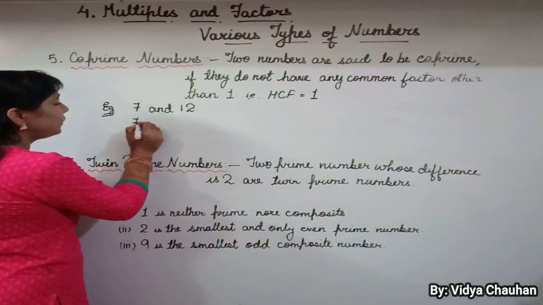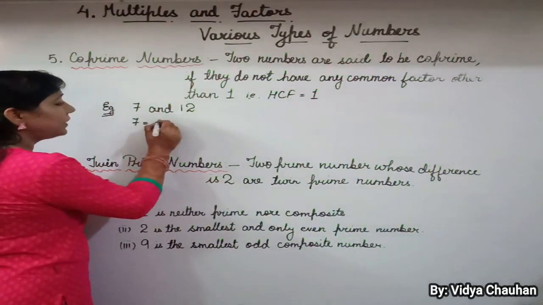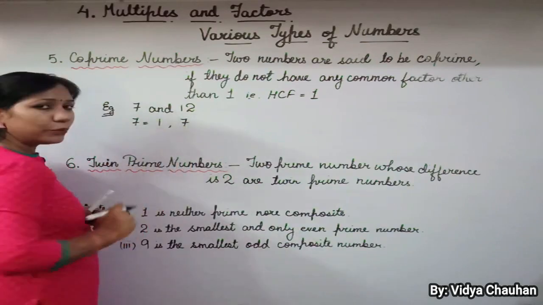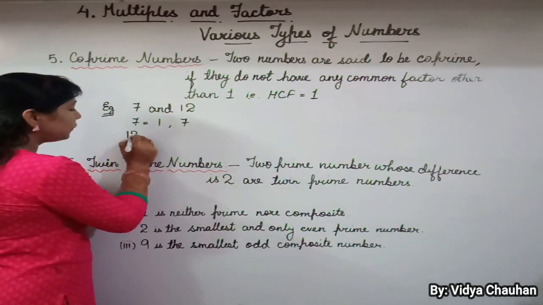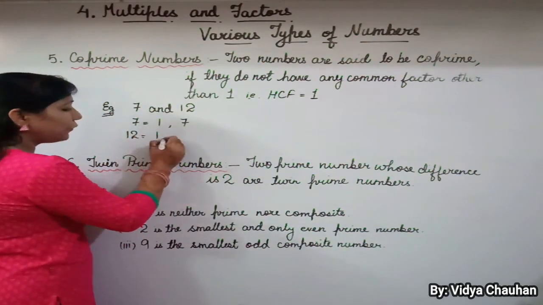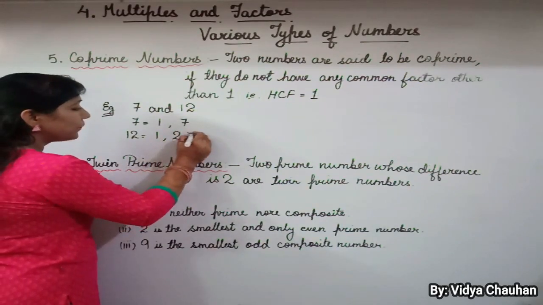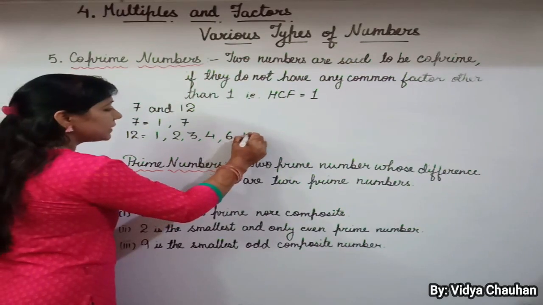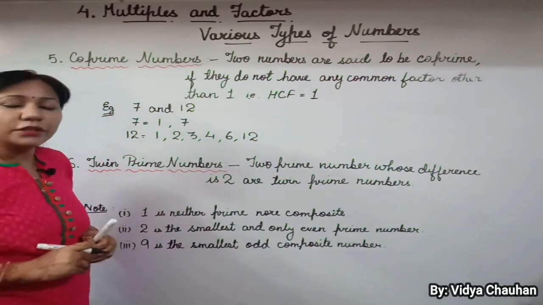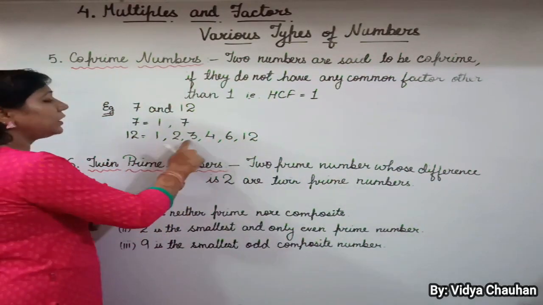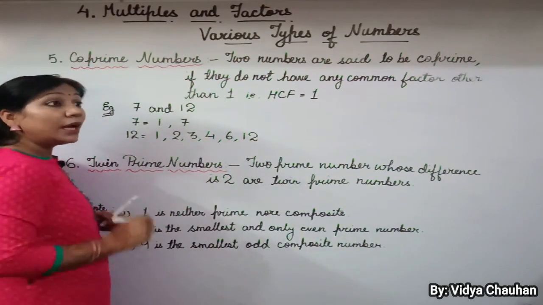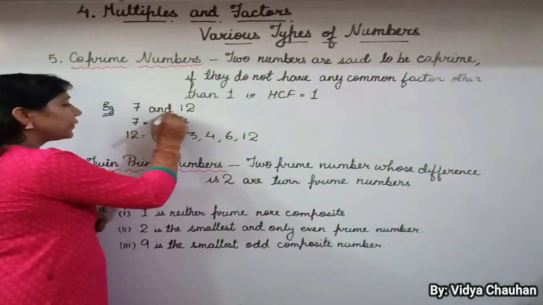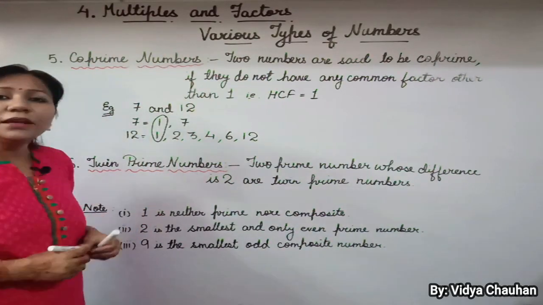Very first, if we talk about the factors of 7, the factors of 7 are 1 and 7 only. What are the factors of 12? 12 comes in the table of 1, 2, 3, 4, 6 and 12. So the factors of 12 are 1, 2, 3, 4, 6 and 12. But what is common between these two? What is common here? Only 1.